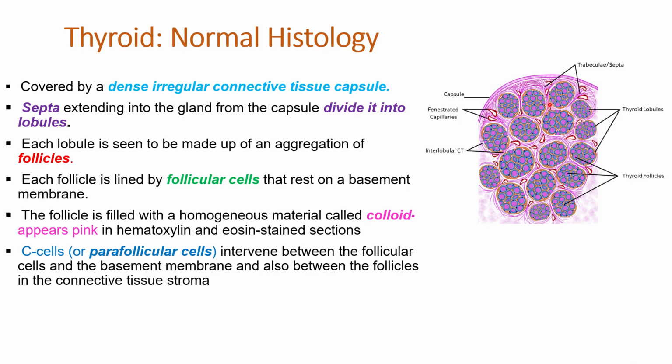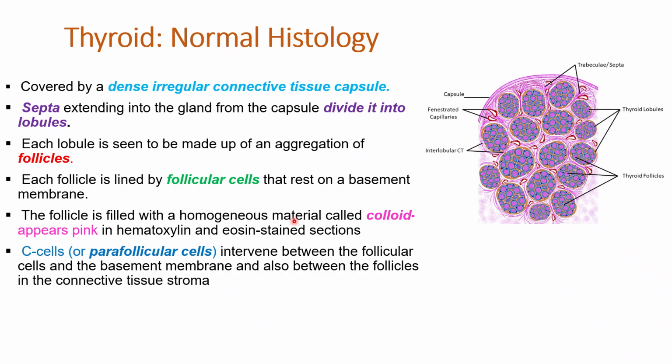You can see big circles, and inside these big circles are small ones. So these big circles are called as lobules. Each lobule is seen to be made up of an aggregation of follicles. So you can see these small circles, these are follicles. Each follicle is lined by follicular cells that rest on a basement membrane.